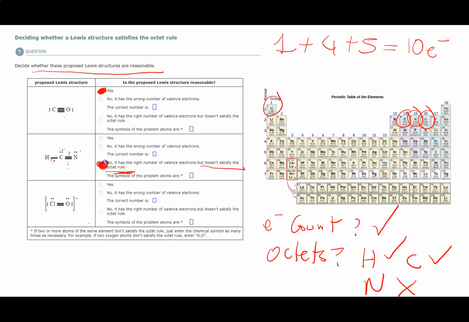There it is there, right? Now, what atom doesn't satisfy the octet rule? It's nitrogen. Okay, now sometimes you might have more than one nitrogen or more than one carbon that doesn't satisfy it.